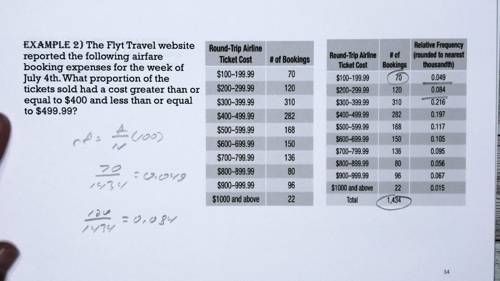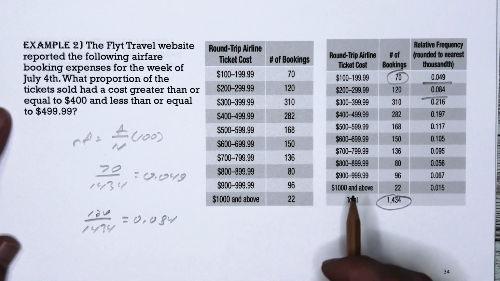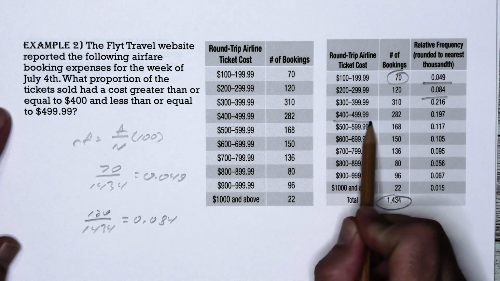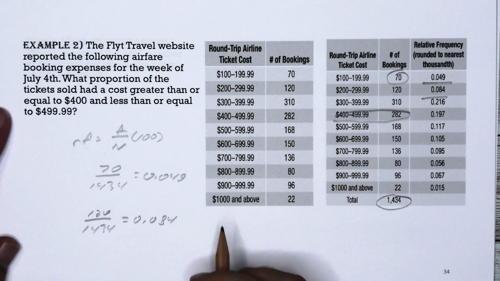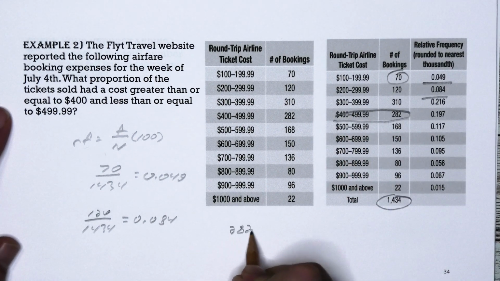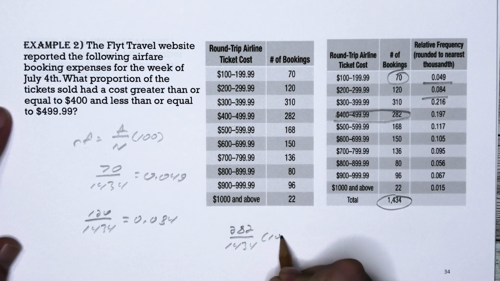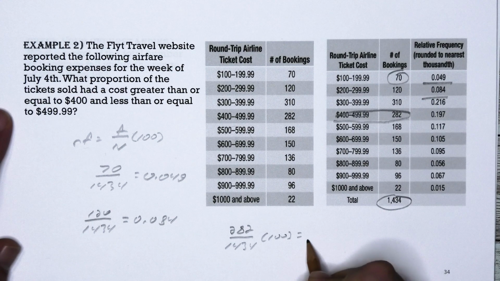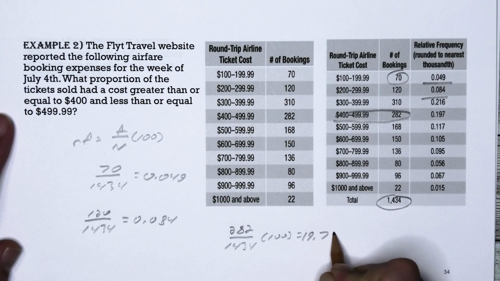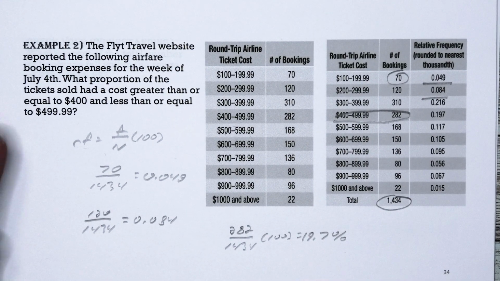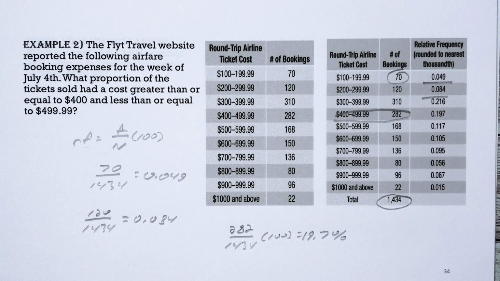Ideally, the sum of the relative frequencies should be 1, but you may get a number very close to 1 because of some rounding. The relative frequency for 400 to 499 is 282 divided by 1,434 times 100, which is 19.7%. So this represents 19.7% of the total number of bookings reported.